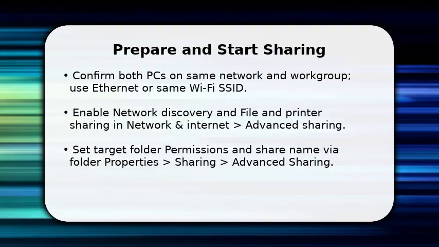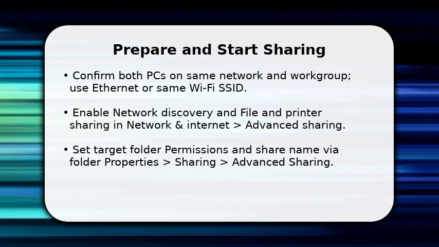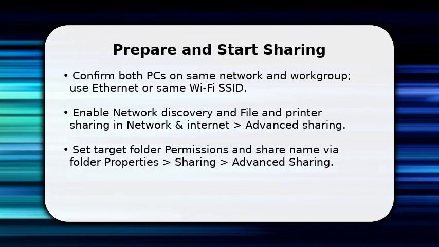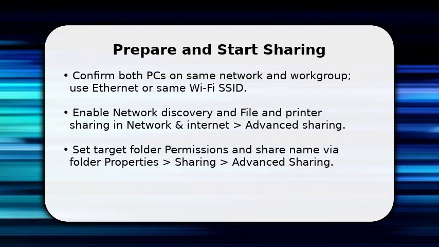You begin by ensuring your machines can see each other on the network. This is how file sharing will work. Open Settings, go to Network and Internet, then Advanced Network Settings, enable network discovery and file and printer sharing so Windows advertises your device. Next, pick the folder you want to share, right-click Properties, choose Sharing, then Advanced Sharing.